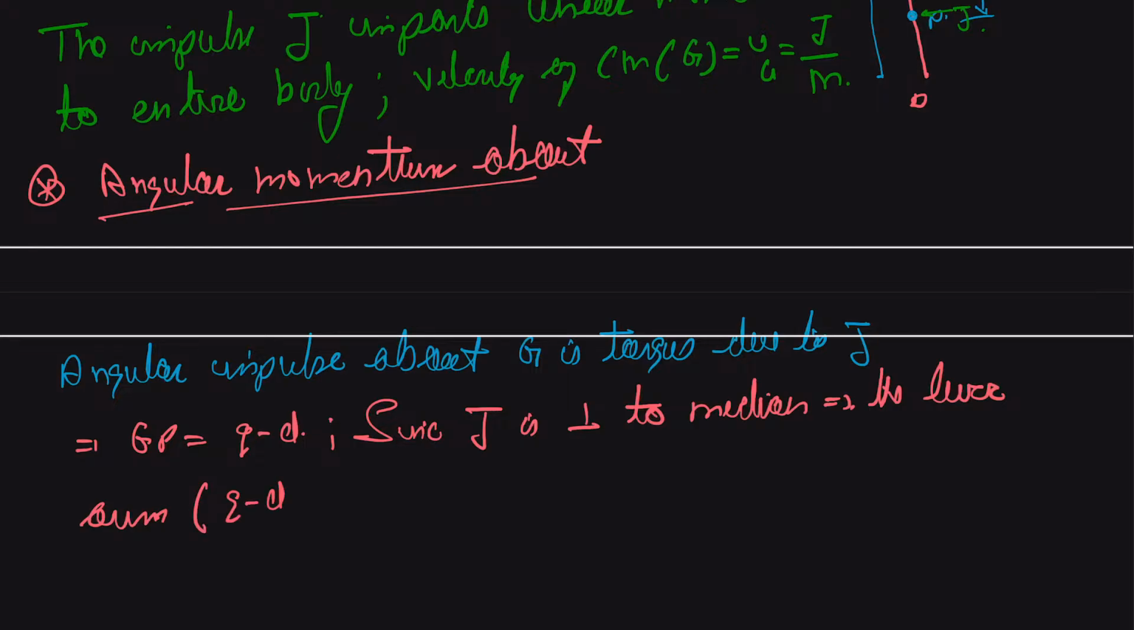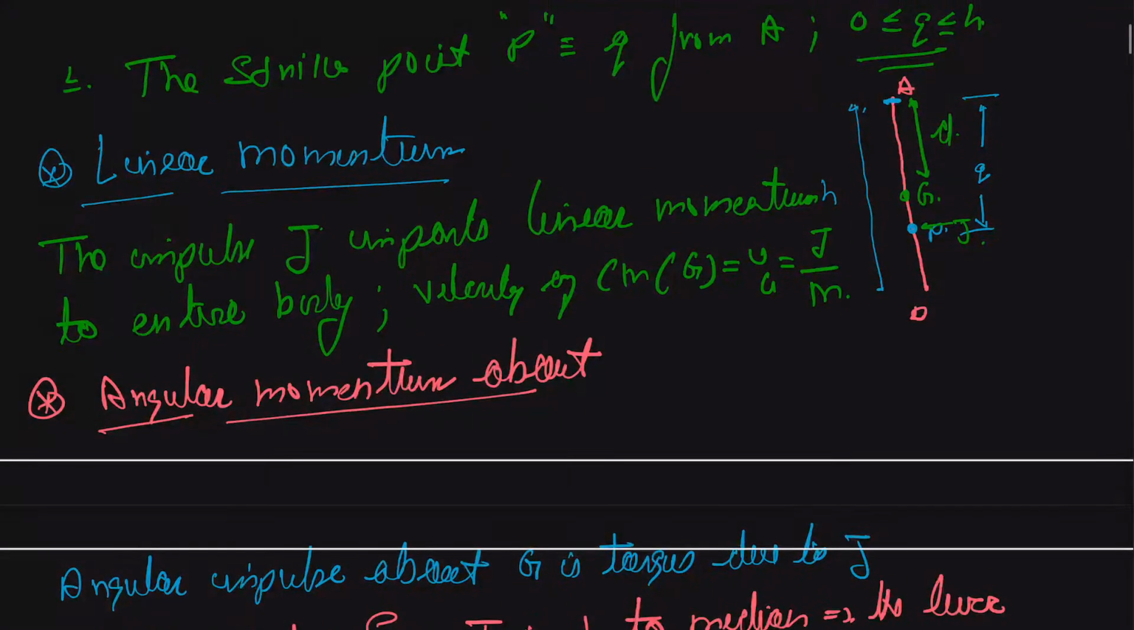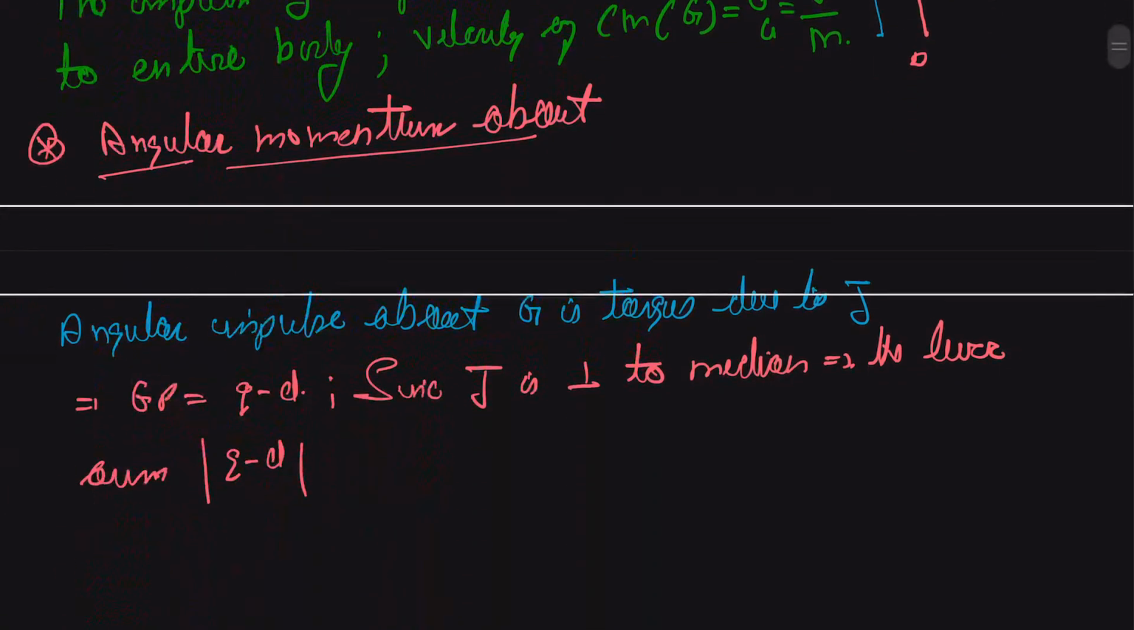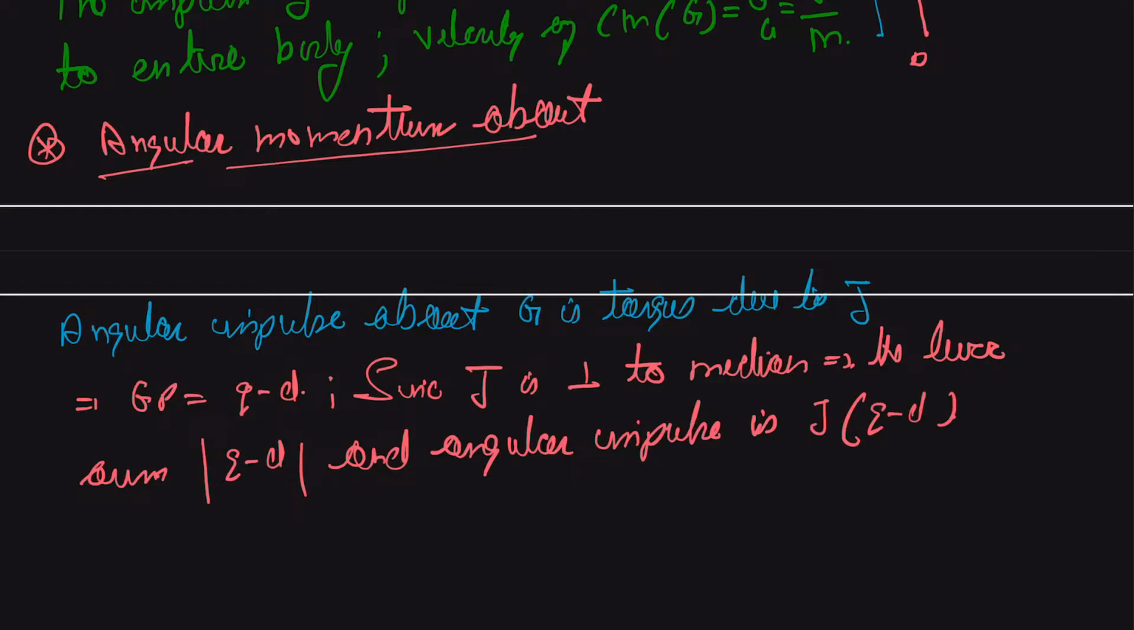Okay, and for the sake of convenience we can just write it as a modulus, because point P we have taken as a random point. It can be above g also, or it can be below g also. So that will be Q minus d, and the angular impulse is our J times the lever arm Q minus d. Okay.